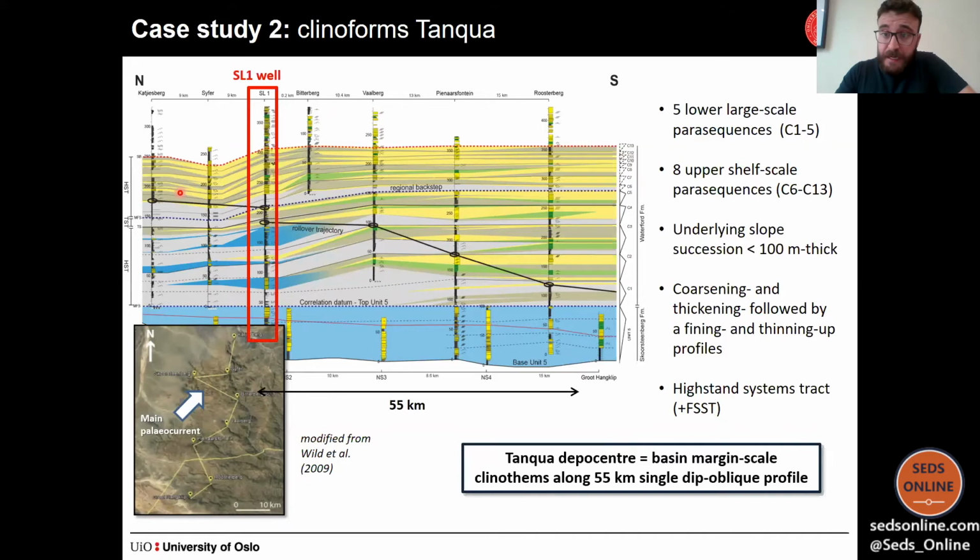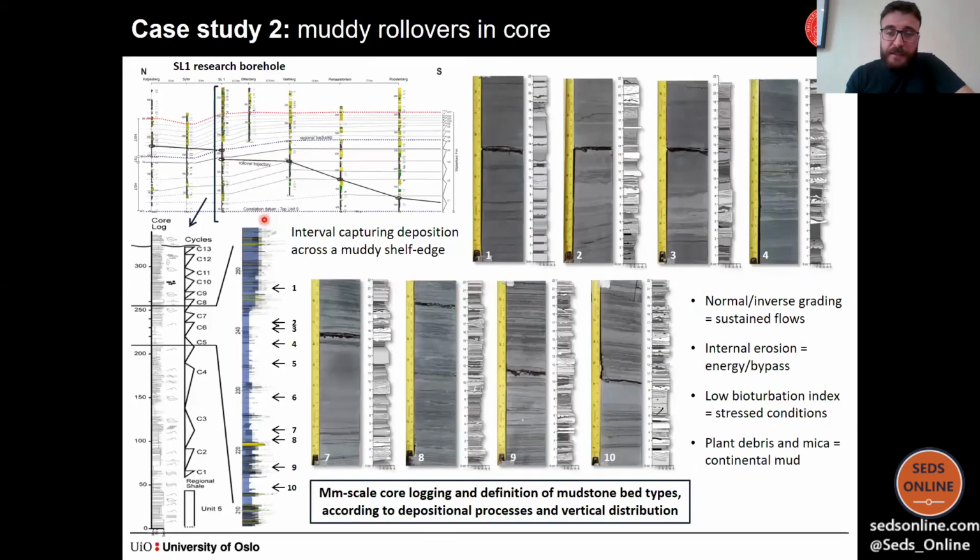Thankfully, in the Tanqua Depocenter, we have a research borehole that was drilled a few years ago, and it's intersecting all the succession, including this area where we thought that we had mudstone deposits close to the reconstructed shelf margin position. So we went to look at the details of the core. And of course, when you look at mudstones in core, you see more stuff. We were actually quite surprised because you see a lot of stuff.